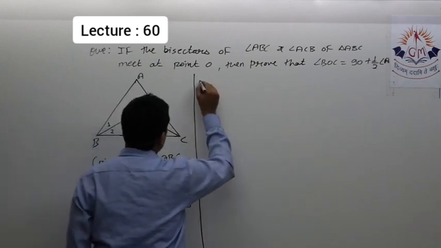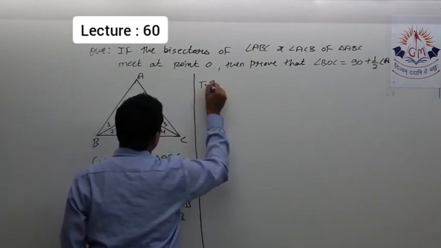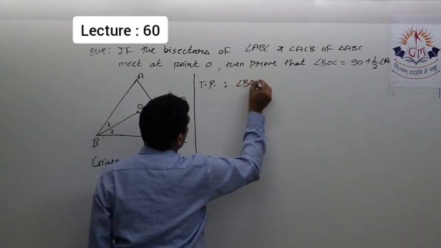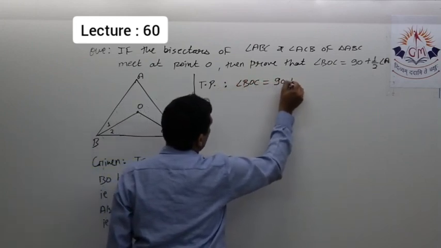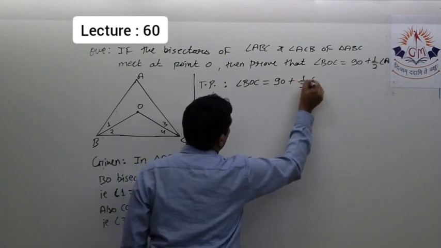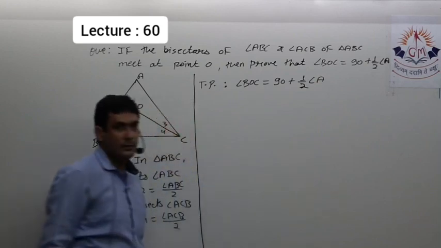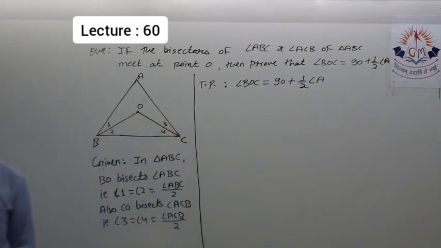Now we'll see its proof, and here I will write what we have to prove. We have to prove angle BOC is equal to 90 plus half of angle A. That you have to prove. So think for a while, then I will give you its proof.